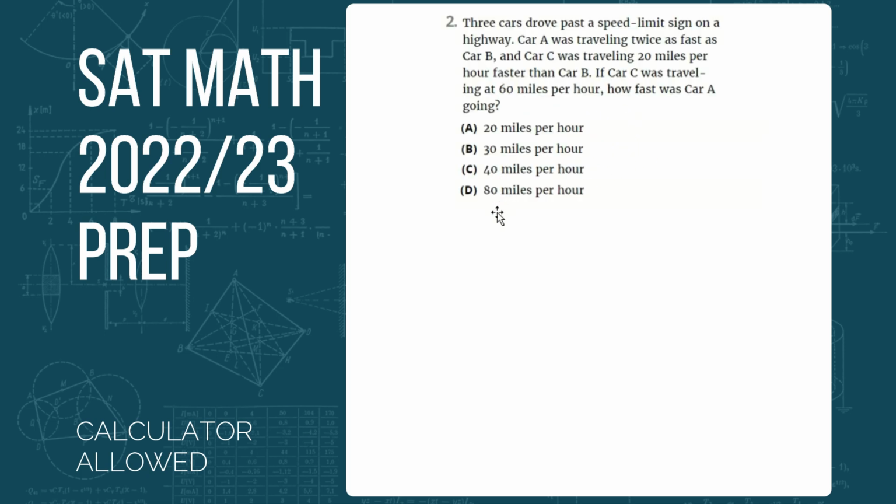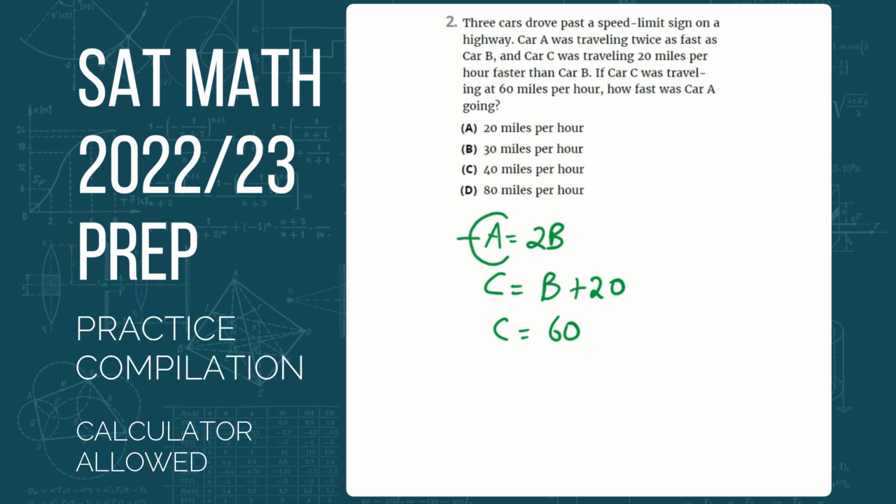Three cars drove past a speed limit sign on a highway. Car A was traveling twice as fast as car B. So the speed of car A was equal to twice the speed of car B. Car C was traveling 20 miles per hour faster than car B. So that's car B's speed plus 20. If car C was traveling at 60 miles per hour, how fast was car A traveling?